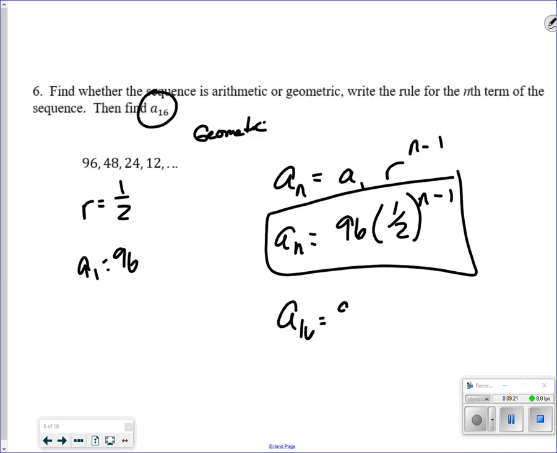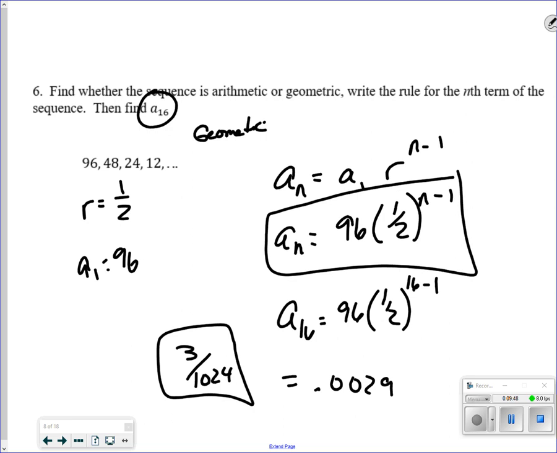Next, they want me to find a of 16 again. So a of 16 would be 96, 1/2, 16 minus 1. So now this one, you're going to probably need a calculator for this one for sure. So 96 times a half raised to the 15th power. And so I got 0.0029. Now, if I ask it to do it as a fraction, it's 3 over 1,024. So just letting you know, I will accept either one of those answers. Obviously, the fraction is a little bit more accurate.